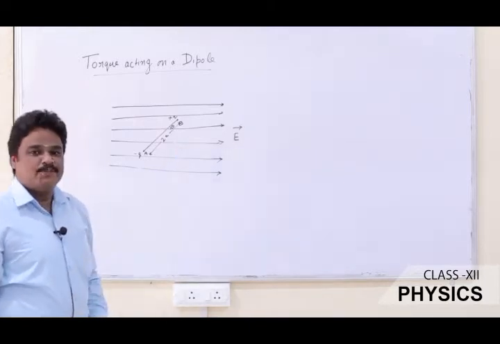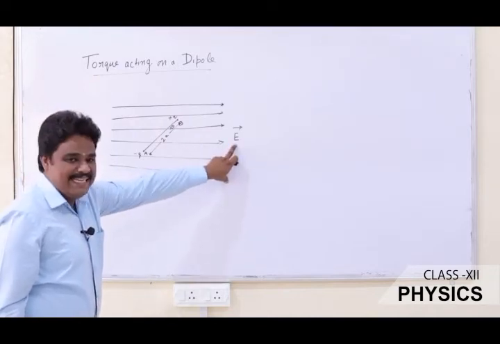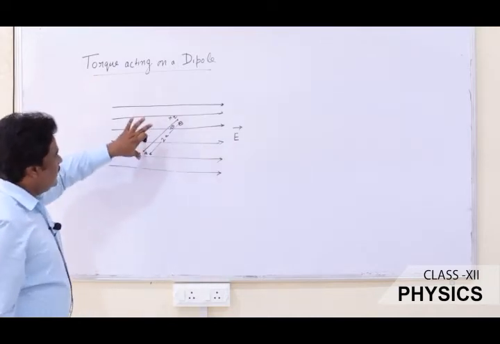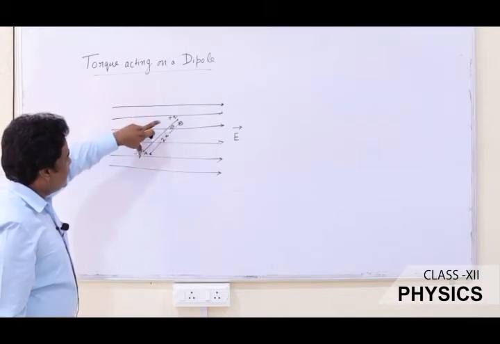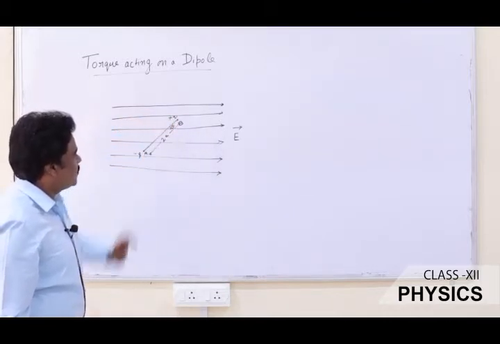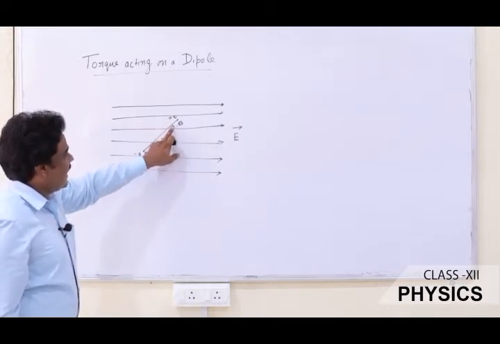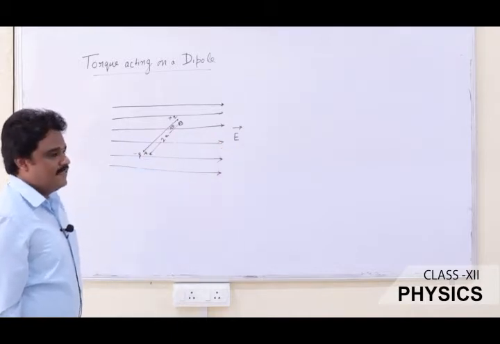Once again, I am going to explain. We considered a uniform electric field, E vector. In this electric field, we placed an electric dipole AB with charges minus Q and plus Q with a separation 2A. The dipole is kept at an angle theta with the electric field.